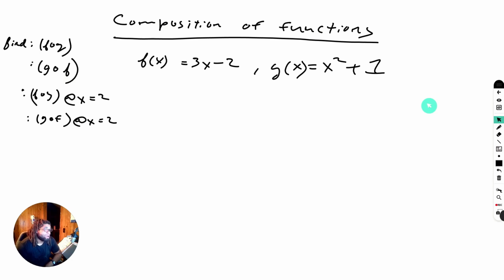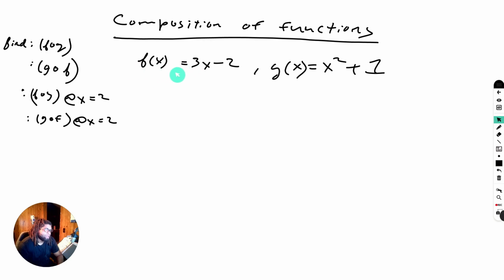Alright, today we're going to be working on composition of functions. Now this is a pretty simple concept. It's something that's at the end of probably Algebra 1, going into Algebra 2. It's a pretty important concept going into more advanced algebra. So it's a pretty simple concept.